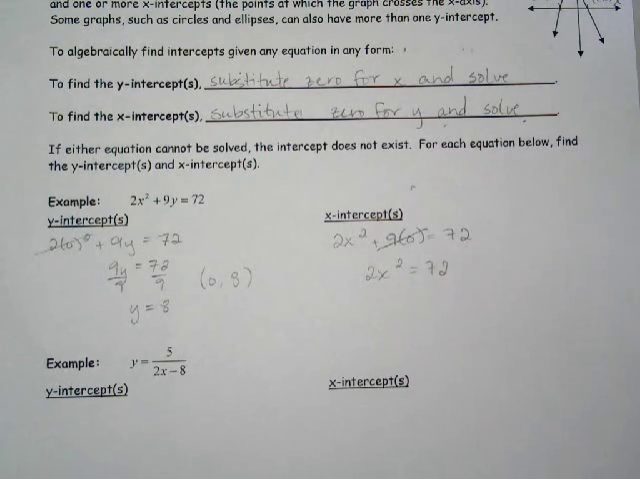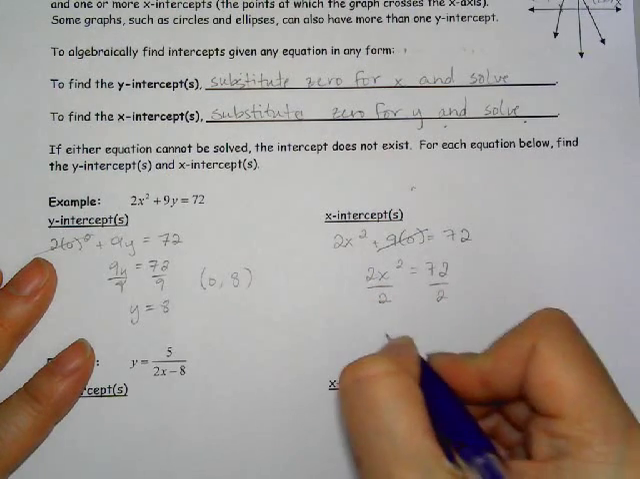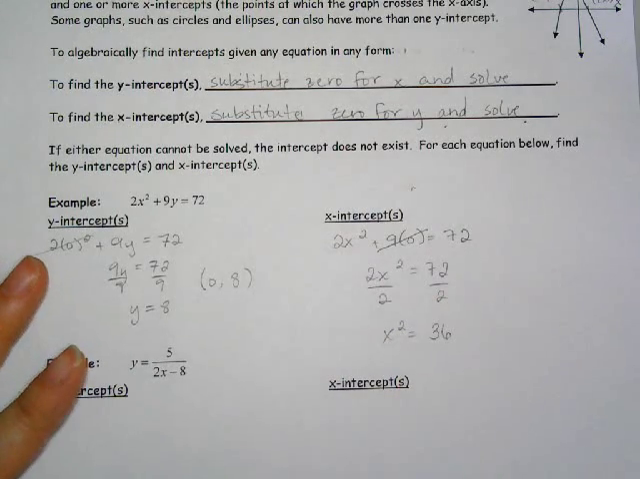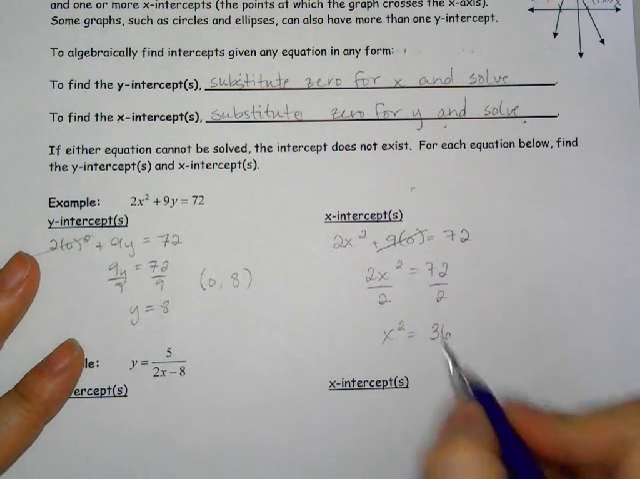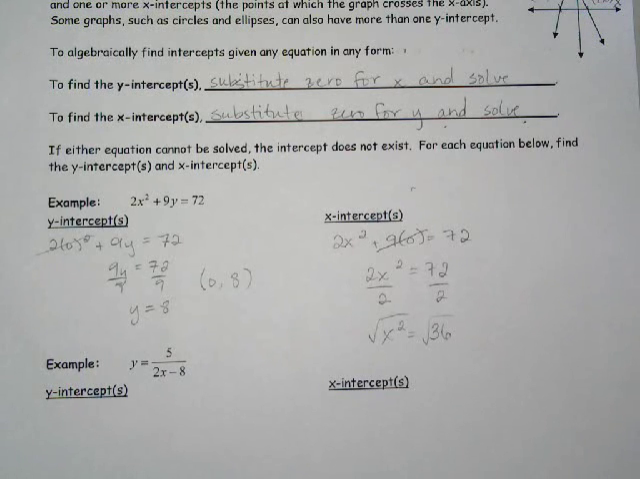Anybody tell me what my next step is supposed to be? Yeah. Not going to square root yet. Divide by 2. Very good. So divide both sides by 2, so we're left with x squared equals 36, and that's when we square root. And we're able to solve it like this because we only have that single x squared and not an x squared and an x separately.